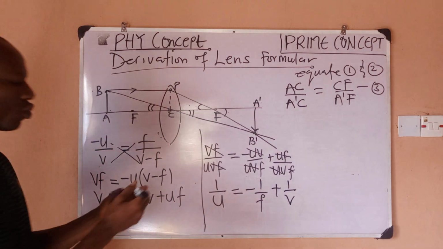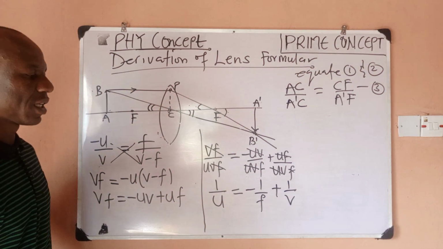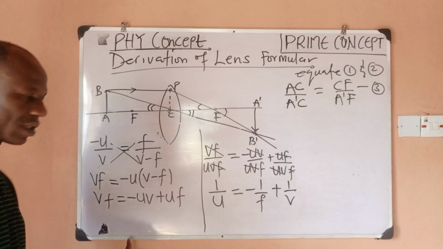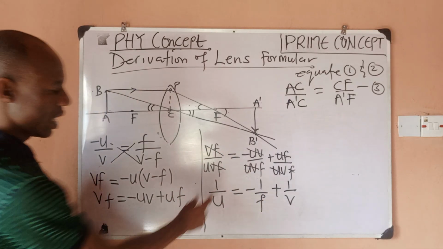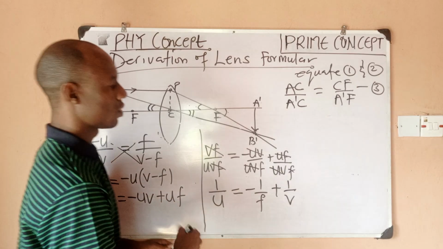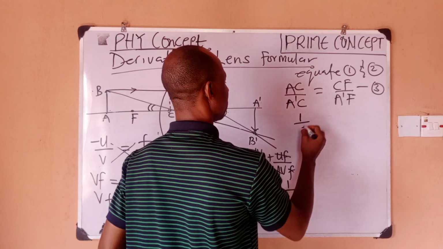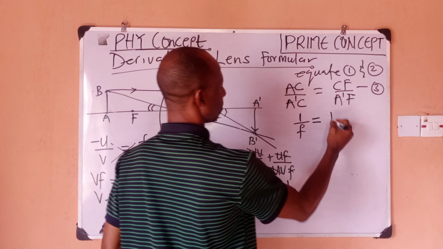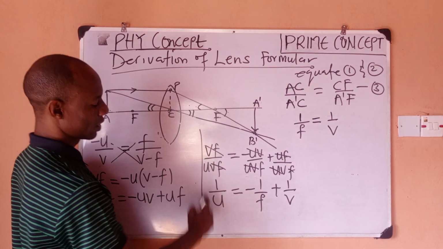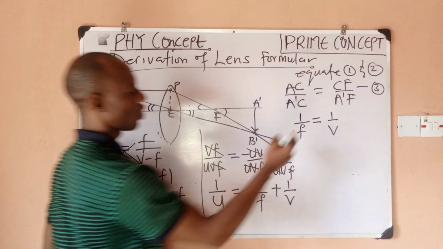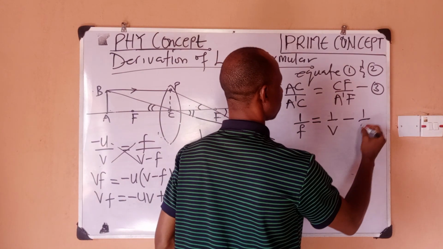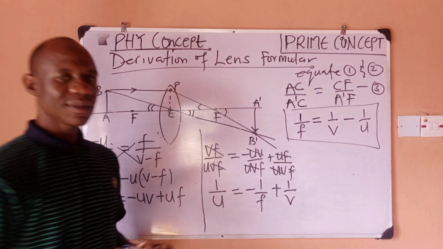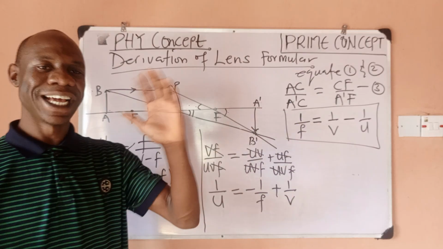So I want to make 1 by F the subject, which is the standard we know. So I'm going to take 1 by F to this side. It becomes positive. I'll take 1 by U to meet the other one. So I would have 1 by F equal to 1 by V, then when this crosses to meet 1 by V, it becomes negative 1 by U. So this formula here, you can see, this is what we know as our lens formula.